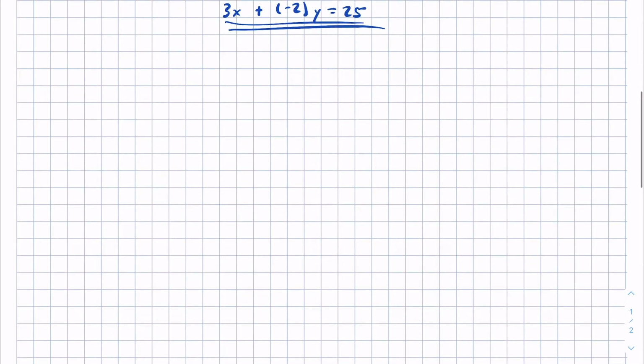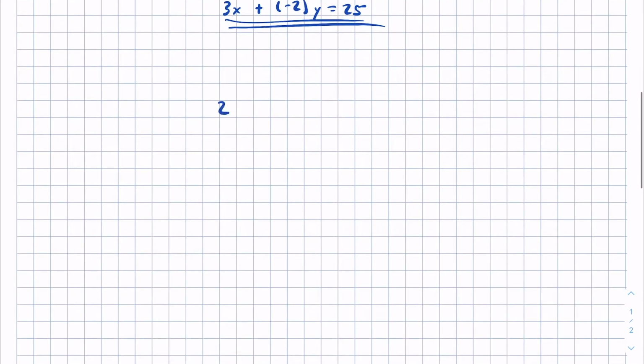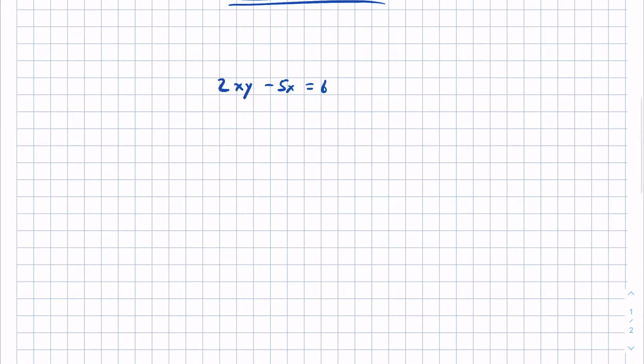Let's try another example. What if we have 2xy minus 5x is equal to 6? The first thing to notice about this equation is that there are two variables attached to the 2. So 2xy can't possibly be part of an equation that has the standard form ax plus by equals c.